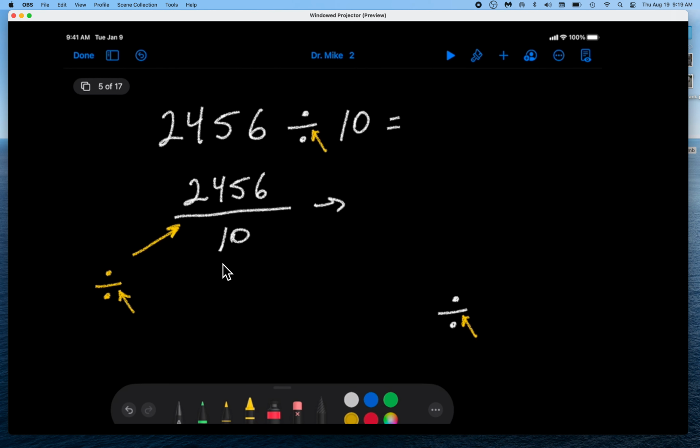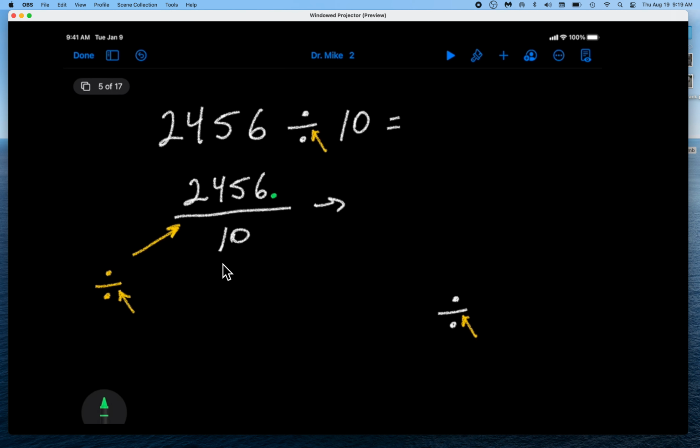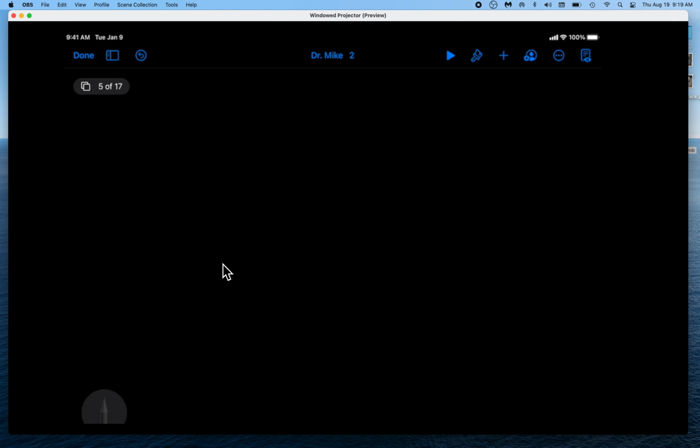How do we handle that? Well, here's our original decimal place. We are in division mode. We're going to get smaller. When we get smaller, we go to the left. So that 2456 becomes 245.6. Let's do a couple more, and then we'll move on.